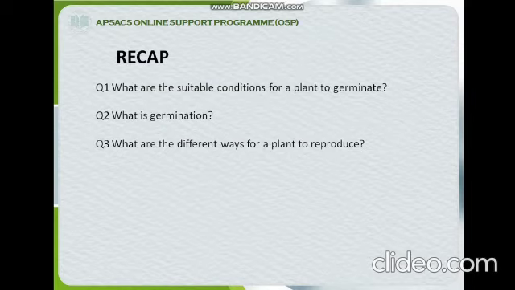Recap. What are the suitable conditions for a plant to germinate? Good. Second question: What is germination? Well done. Question 3: What are the different ways for a plant to reproduce? Good. Very good. Now it's time for a very informative video related to our topic to clear your concept, and wait for the next video related to our project work.